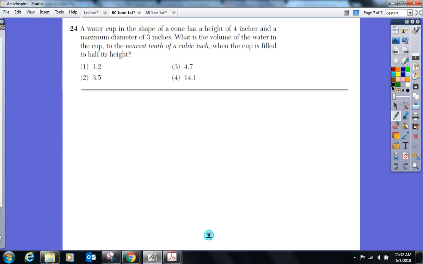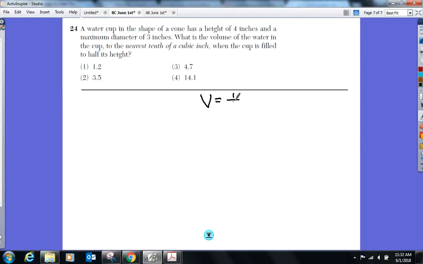Okay, so it looks like volume of a cone here on the formula sheet, since it is a volume formula. Wait, why does it say maximum diameter? That's the largest diameter. So when the cup is filled to half its height, what is the volume of the water? Maximum diameter. That's a good question.